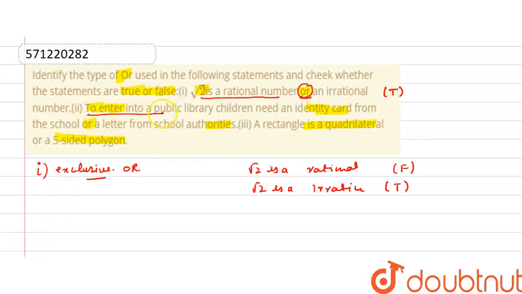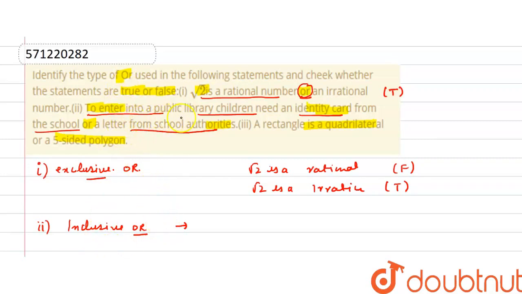Now our second part is: to enter into a public library, children need an identity card from the school or a letter from the school authorities. You see that in the second part the "or" is inclusive. Both the statements can be true, and there is no effect on the compound statement. In an inclusive "or", at least one is true, or both are true. There is no problem in the compound statement.